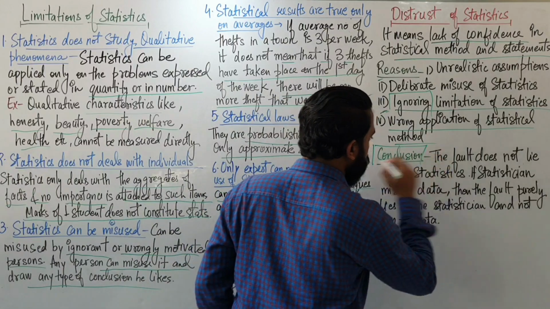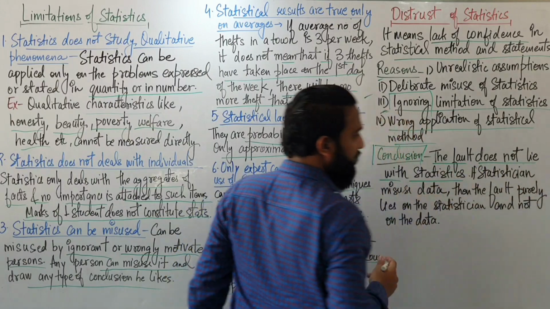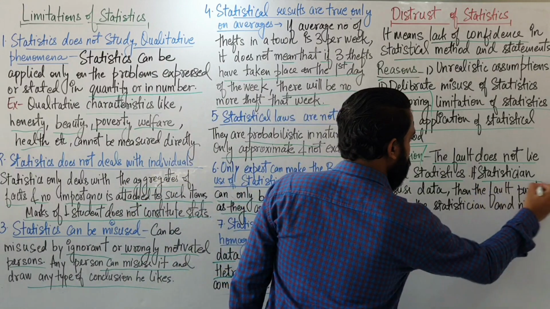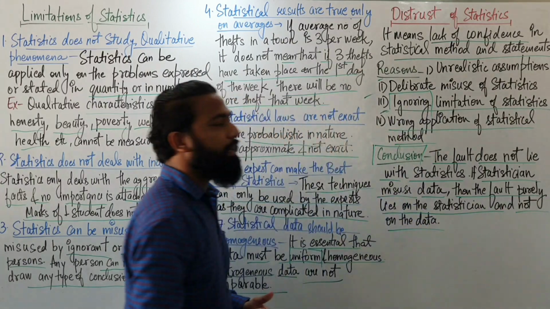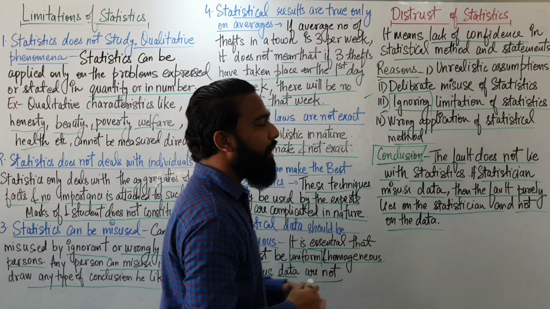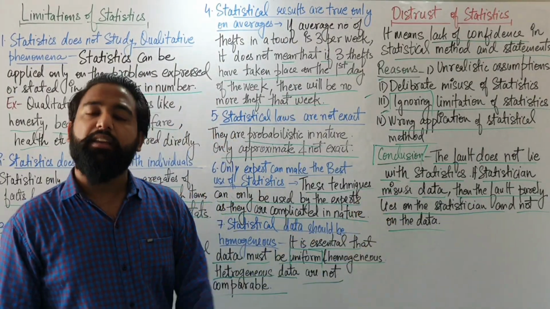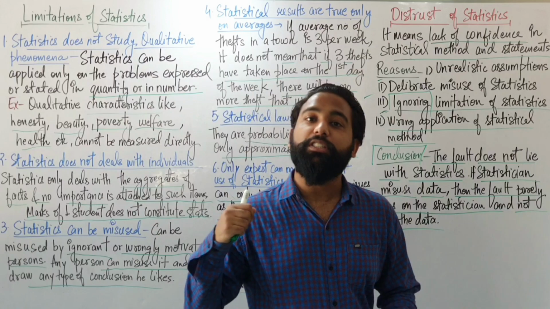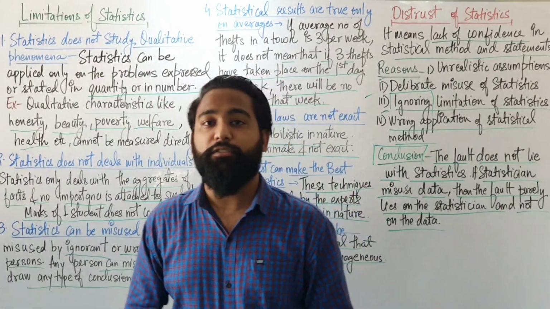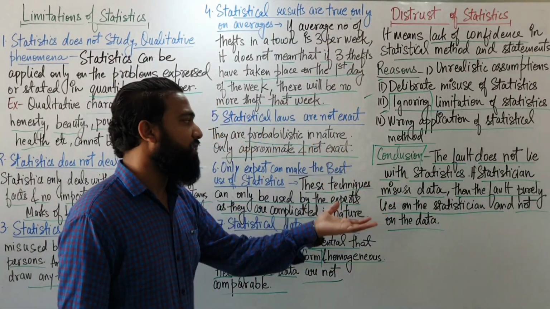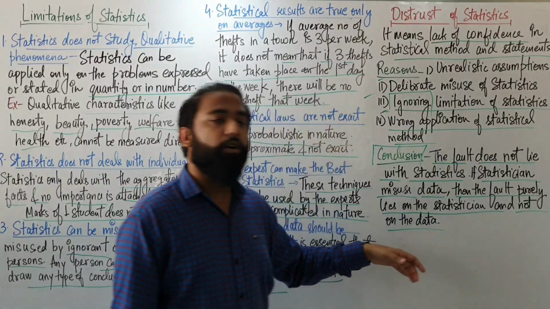Now let's talk about the conclusion. What's the conclusion of all this? I must say the fault does not lie with statistics. If a statistician misuses data, then the fault purely lies with the statistician and not with the data. If the statistician is using the data in a wrong manner, then it's not the fault of statistics, it is the fault of the statistician. Let's take an example of a knife. A knife can be used to cut throats, and it can be used for cutting vegetables and fruits also. So it's not the fault of the knife. It's the fault of the person who is holding the knife. Like that, if the statistician misuses data, the fault purely lies with the statistician and not with the data.